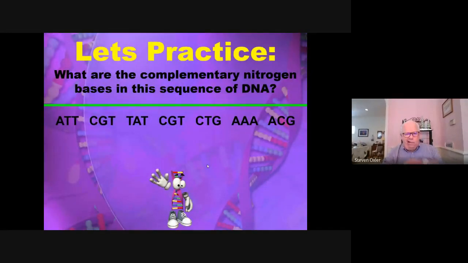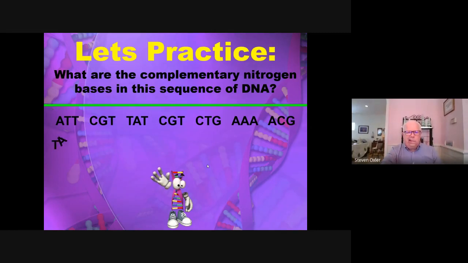So let's practice here, okay? What are the complementary nitrogen bases in this sequence? If A and T go together, what do you think ATT would be? TAA. Yes, TAA. What about CGT? GCA. Everybody understand that?